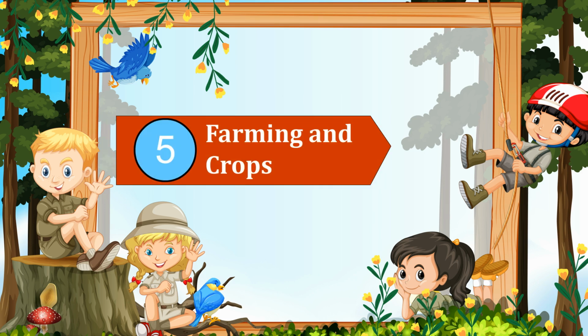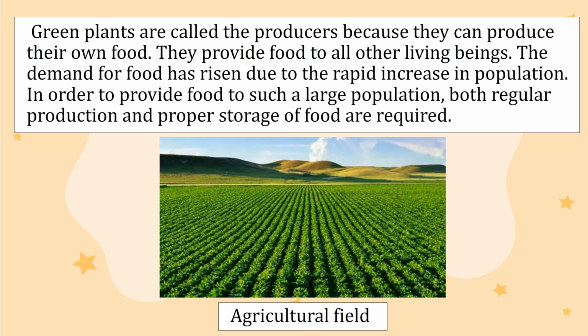Chapter 5. Farming and Crops. Green plants are called the producers because they can produce their own food. They provide food to all other living beings. The demand for food has risen due to the rapid increase in population. In order to provide food to such a large population, both regular production and proper storage of food are required.